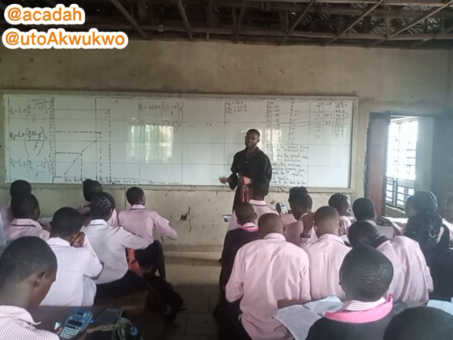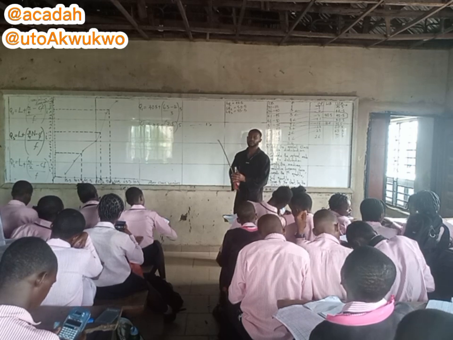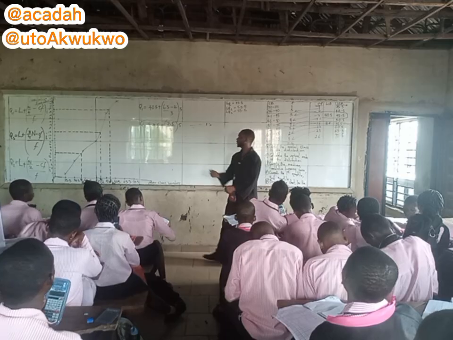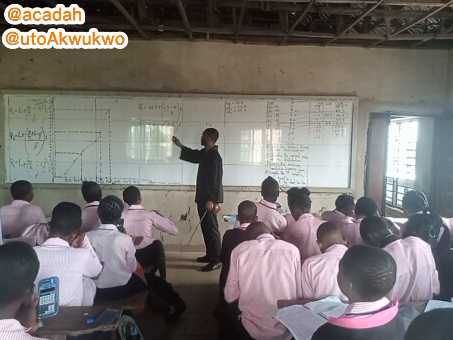2.5 divided by 3 times 5. What do you have? 4.1. That is 4.1.